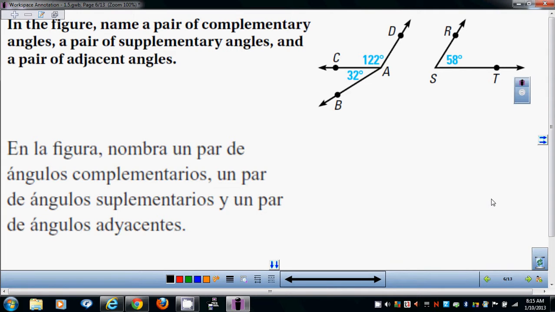In the figure, name a pair of complementary angles, a pair of supplementary angles, and a pair of adjacent angles. Somebody want to raise your hand and tell me what those would be? Let's start with complementary. What two angles in that picture are complementary? They add to 90. Blake? Excuse me?